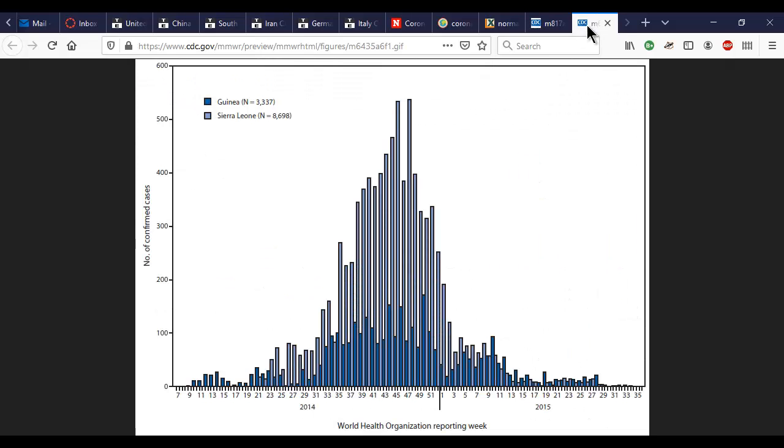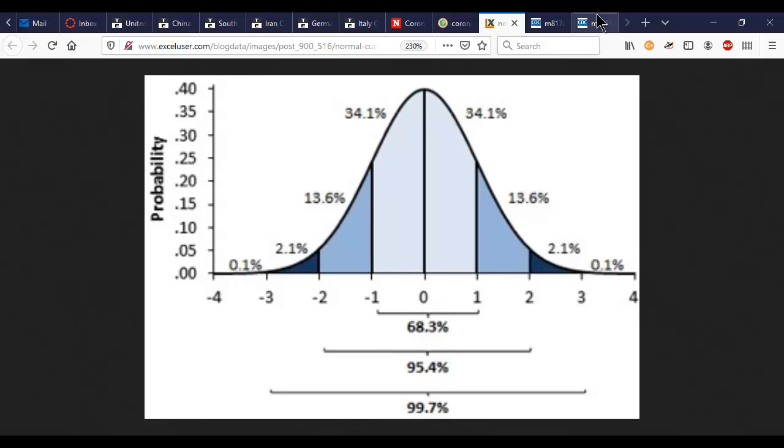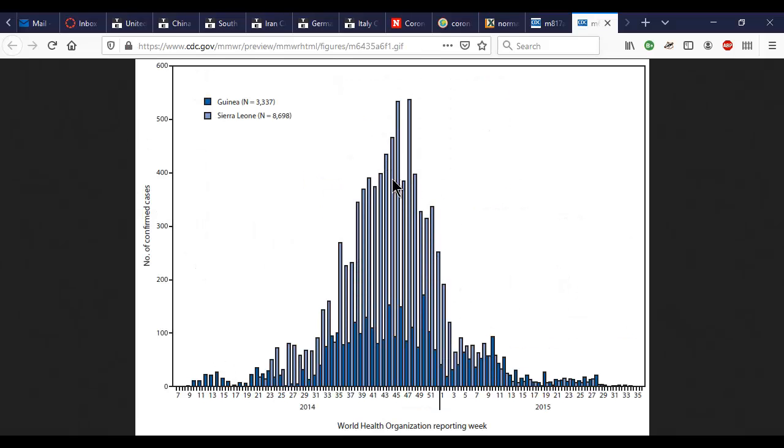So it's approximately normal. And this one is the Ebola virus from 2014. These are the weeks of 2014 down here. So about week 45 is the median and the mean, and about half of the cases were before it, half of the cases were after it, and again it approximates that bell-shaped normal curve, doesn't it? See that? So this is an example of the normal curve in disease epidemics, right? And we can expect to see something similar with the coronavirus.